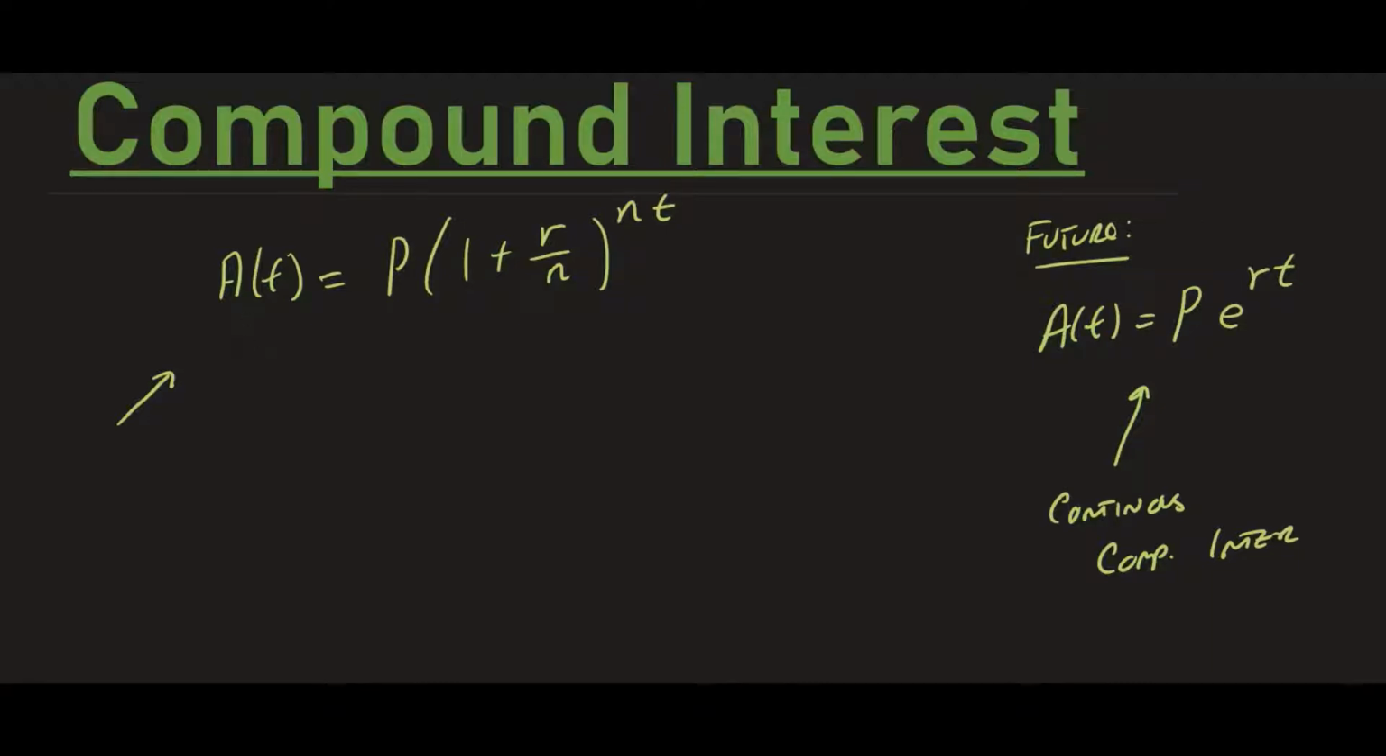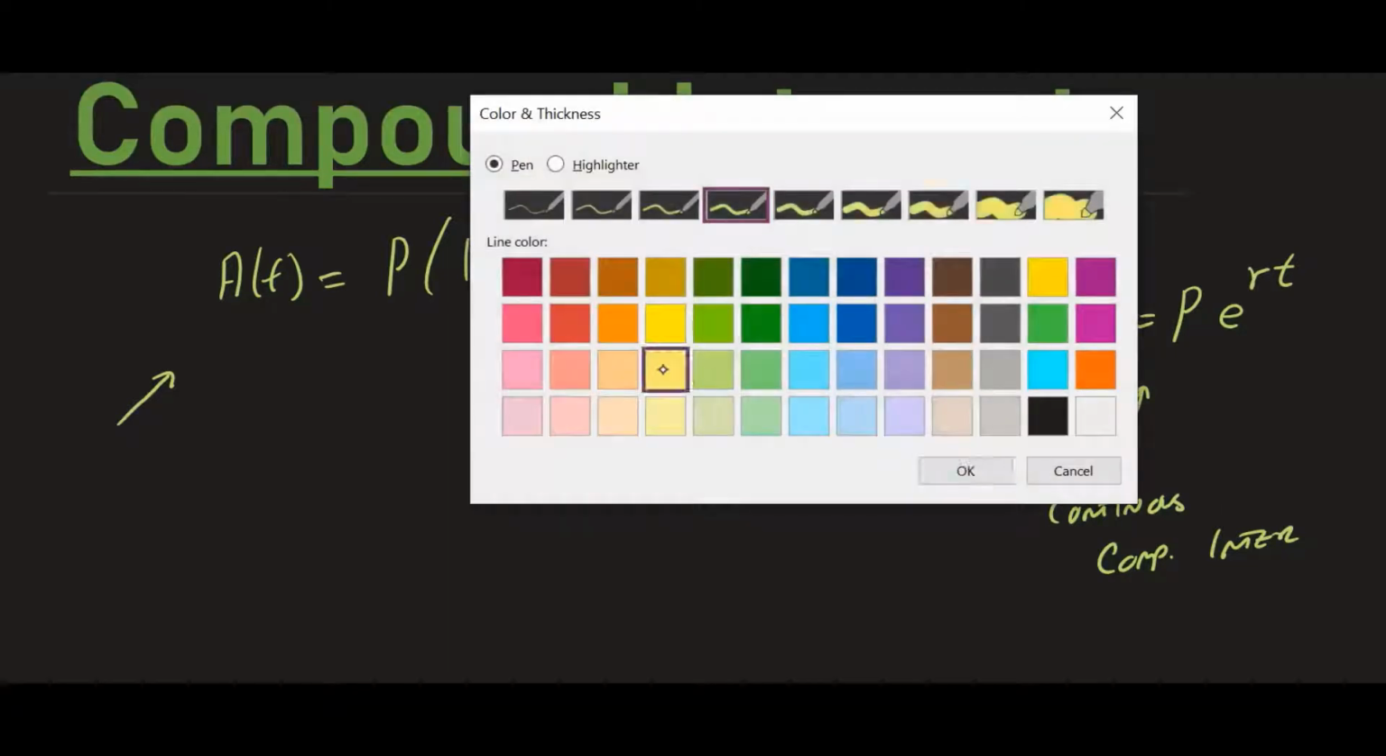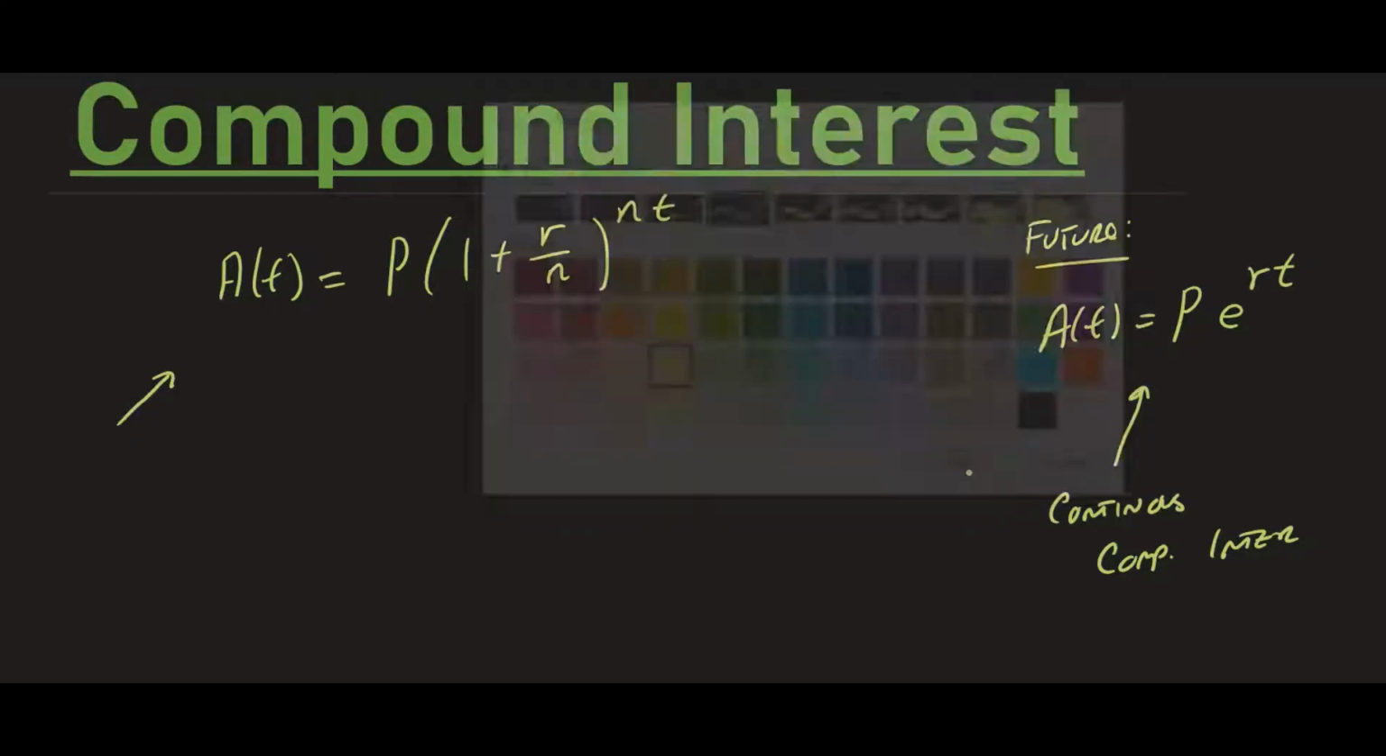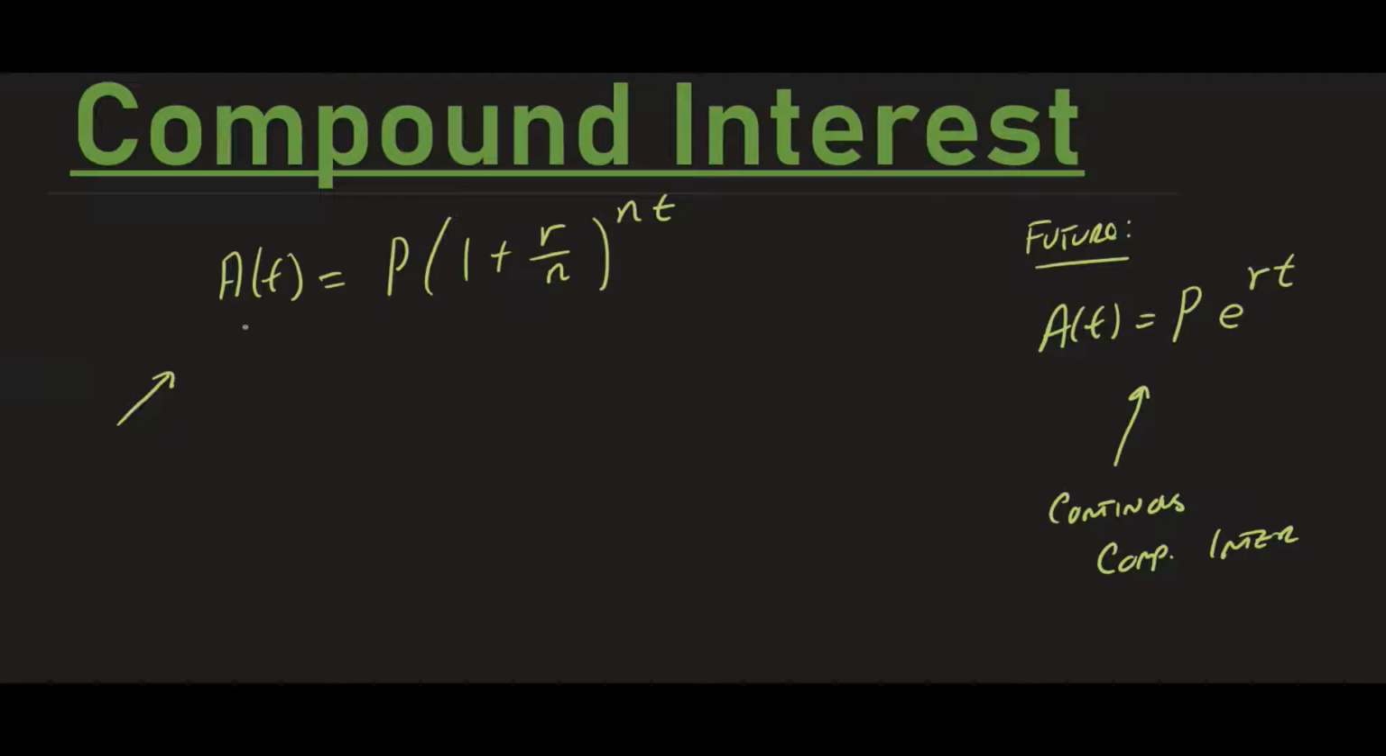Let's identify what these variables represent. Here we have A of t. Pretty much A of t is your future amount. So if you invest some amount for a certain period of time, what will be your A of t? And then P is your present amount. How much are you going to put into investment? Let's call that the initial amount or present amount, whatever you want to use to help you remember what P represents.